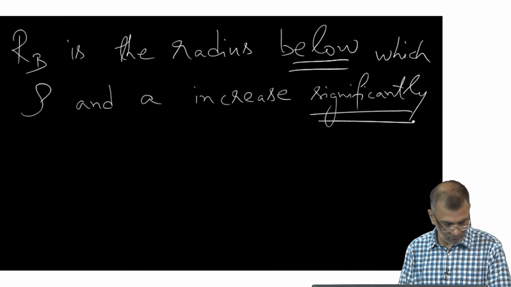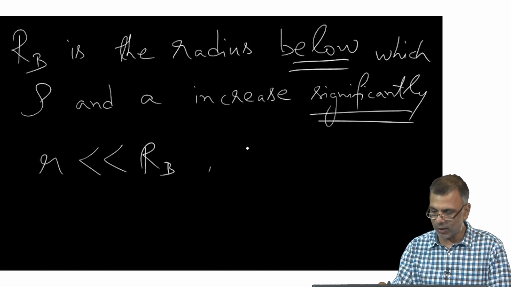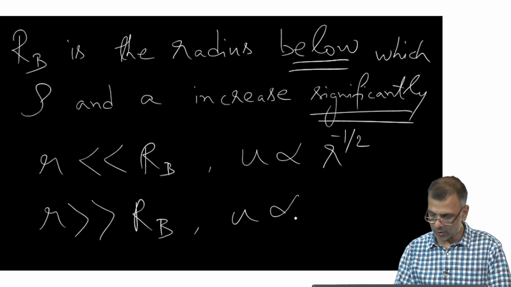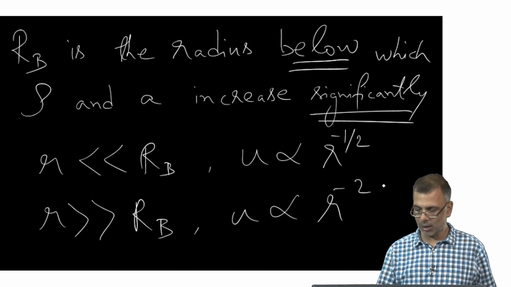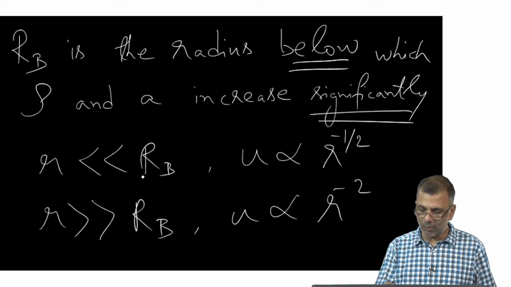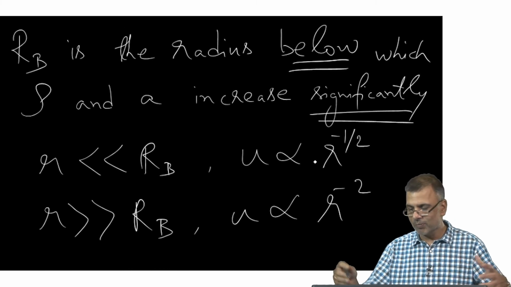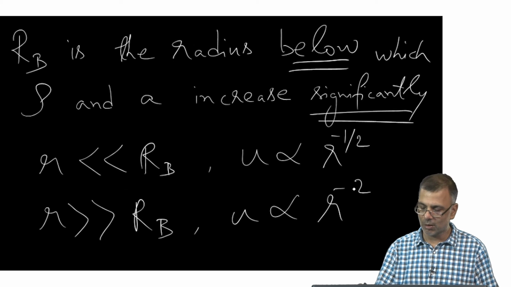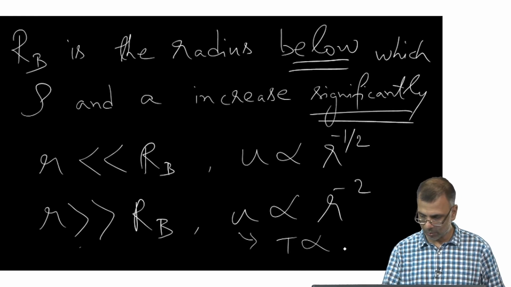And the other thing is, for r much smaller than RB, the infall velocity goes as r raised to minus 1/2. For r much larger than RB, the infall velocity goes as r raised to minus 2. Now, what's this saying? You have infall, it's falling in at a certain rate, but by the time you cross this accretion radius, the infall rate slows down. This is a sharper exponent than this one, right? And for this here, the temperature is proportional to r raised to minus 1.